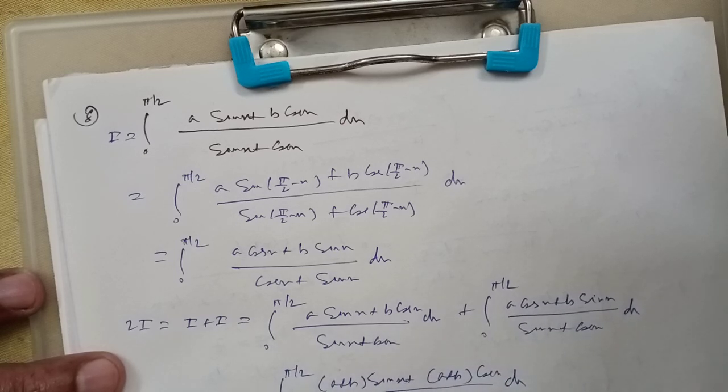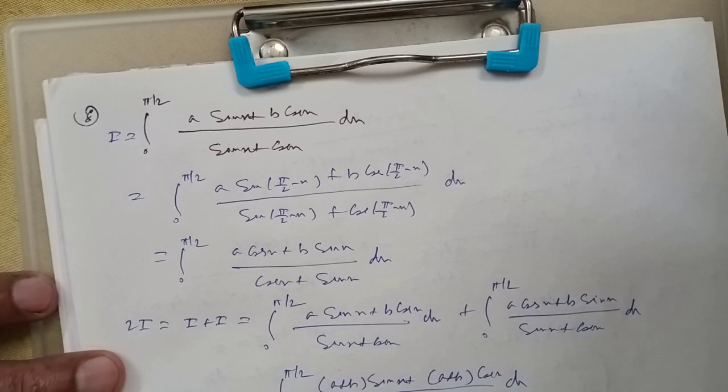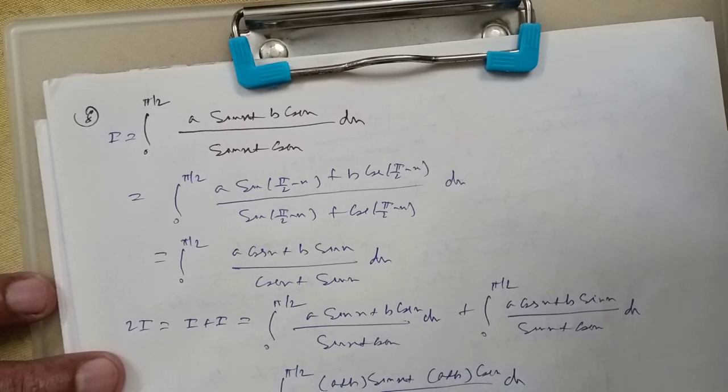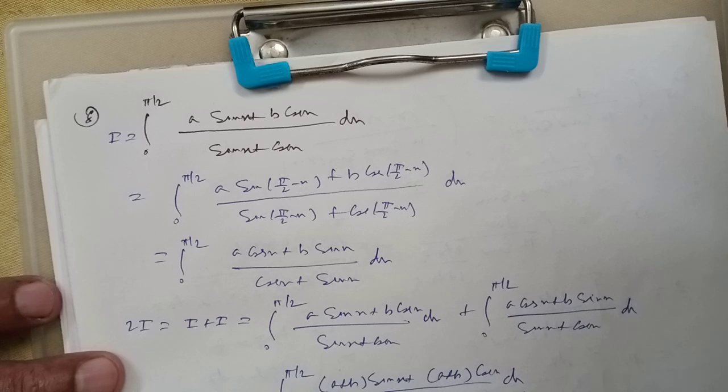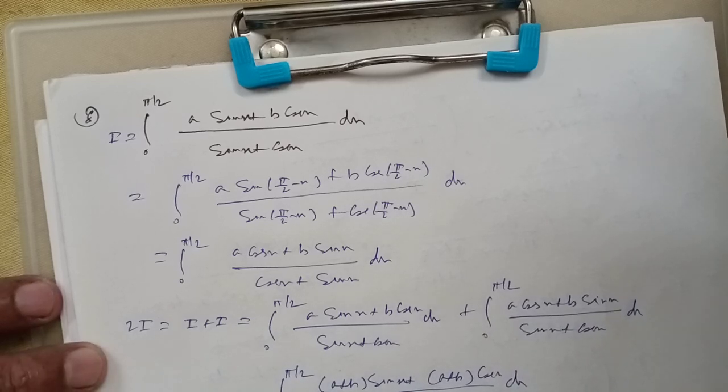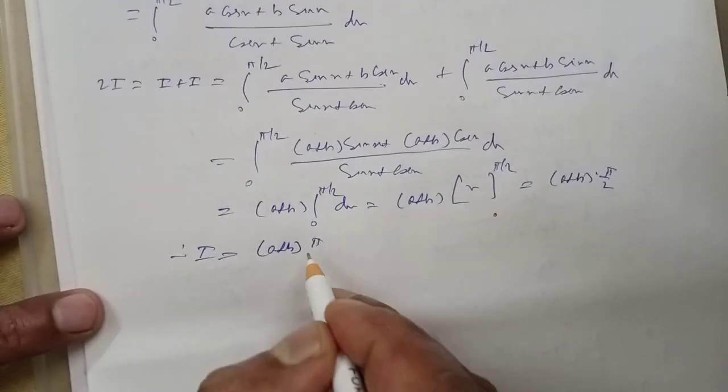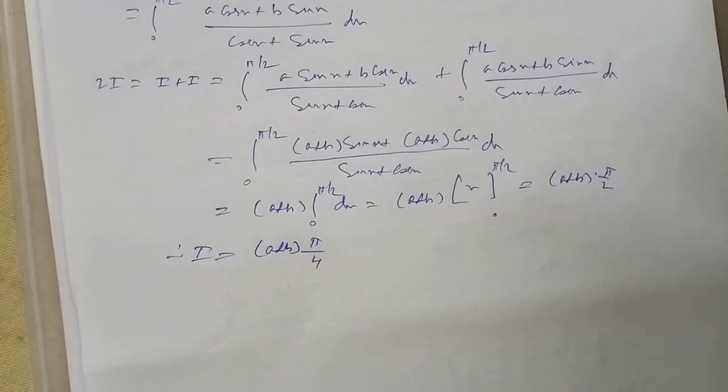Now if you take a plus b common, then sin x plus cos x will be cancelled. So we get (a plus b) integral 0 to pi by 2 dx. So we get (a plus b) x, limits 0 to pi by 2. So we get (a plus b) into pi by 2. This is 2I equals that. So therefore I will be equals to (a plus b) into pi by 4.